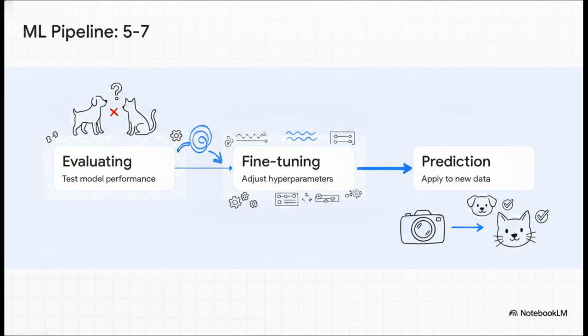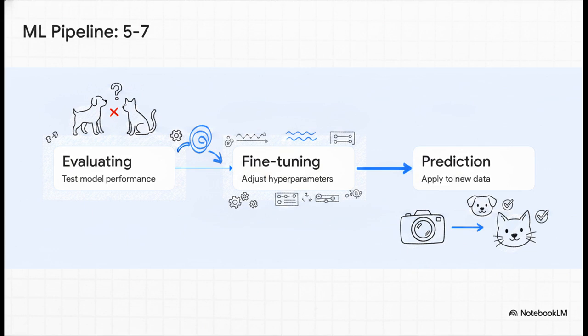Step 5 is evaluating the model. You test your algorithm on completely unseen data to check its accuracy. If it's suddenly mistaking dogs for cats, well, you move to step 6, fine-tuning. This is where you go in and adjust the hyperparameters, things like the learning rate or the number of layers in your network, just to improve performance.